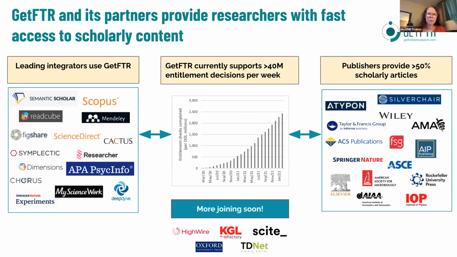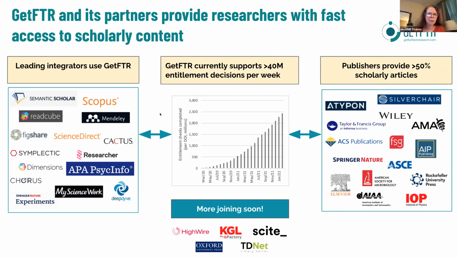On the right-hand side of your screen, you see the platforms and publishers that are currently live on GetFTR. I'll talk a little bit in a moment about the founding publishers, but we do see now that we have Atypon and Silverchair on board, more and more publishers choosing to come in from those platforms. In the bottom center, you can see Highwire and KGL Pub Factory as platforms that are coming soon, along with some additional integrators and publishers there.